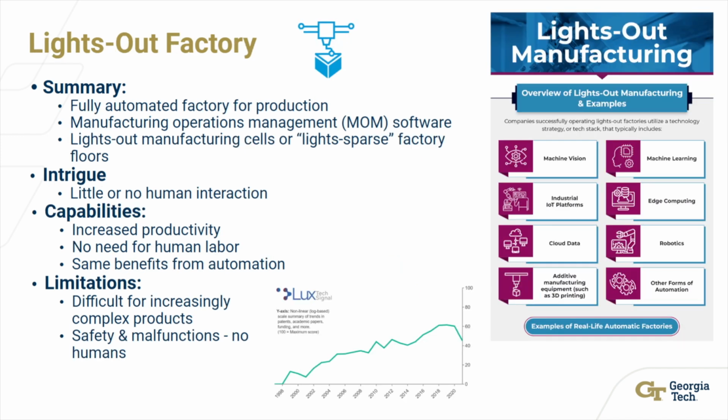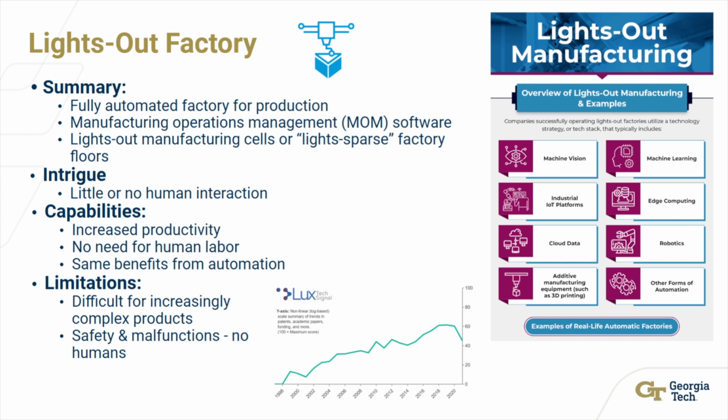Lights out factories are another form of automation in industrial manufacturing in which these fully automated factories produce with all lights off, hence the name. Many are proven able to do so because of manufacturing operations management software, but because achieving full lights out factories is a difficult task, many factories have lights out manufacturing cells or light sparse factory floors in which only specific tasks that are easier to implement have lights off.